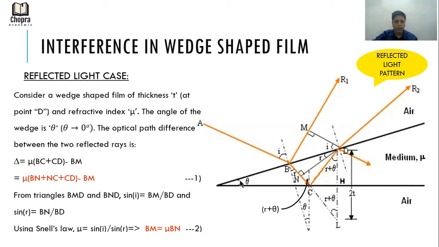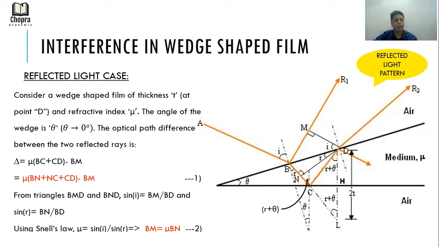It is a film with a wedge angle small theta such that theta approaches 0 degree. Theta is very small and the refractive index of the film is mu and the film thickness keeps changing. That is very important. So let us again find out the reflected light case pattern. Consider a wedge-shaped film of thickness T at a point D. The thickness of the film at a point D on this film is T and the refractive index is mu. The angle of the wedge is theta such that theta approaches 0.